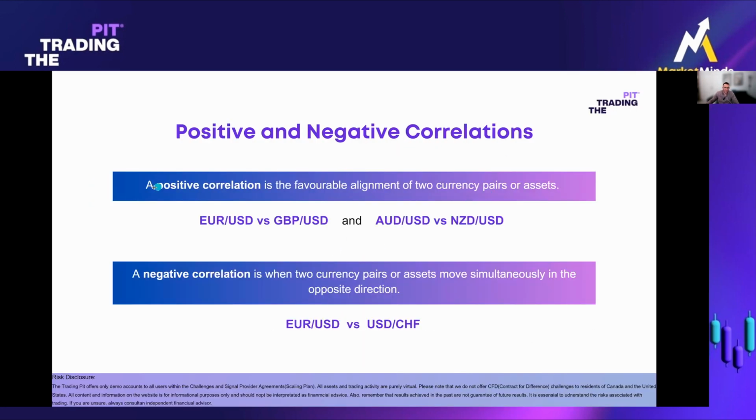So positive and negative correlation. A positive correlation, guys, please remember, any questions, please feel free to ask them, and we're going to flip on the chart in a couple of minutes. A positive correlation is a favorable alignment of two currency pairs or assets. Like the Euro-US dollar usually has a positive correlation with the Great British Pound and the US dollar. And the Australian dollar, US dollar has a positive correlation with the Kiwi US dollar.